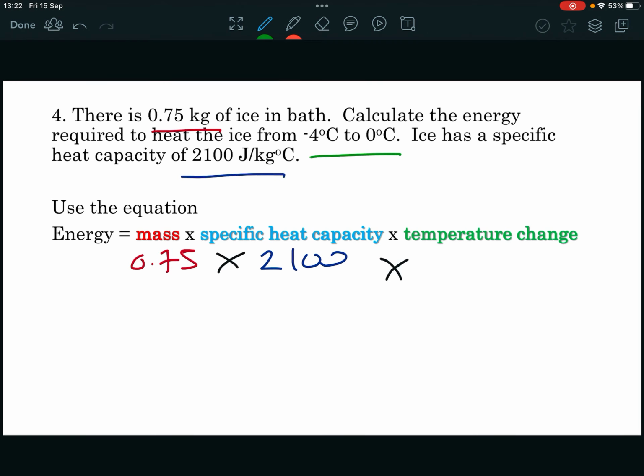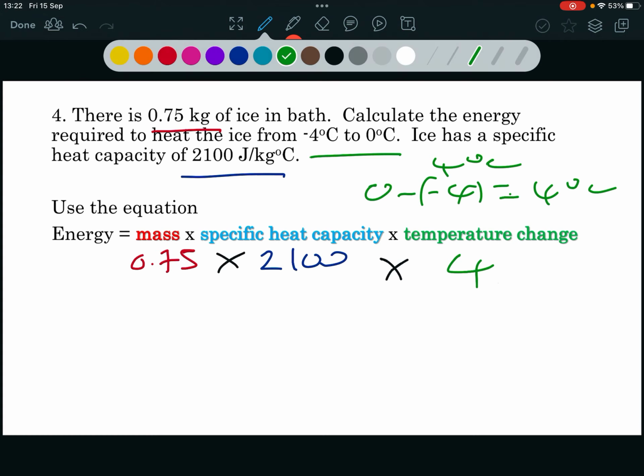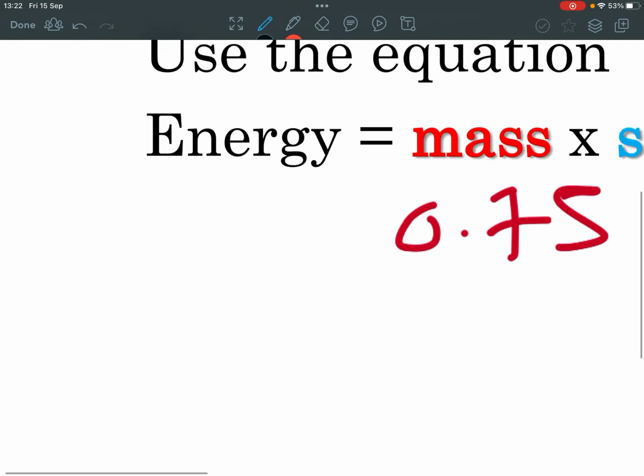Temperature change is going from -4 to 0 degrees C, so that's a change of 4 degrees C. How you have done that, you've done 0 minus -4 if you wanted to know, which gives you a positive 4 degrees C change. Okay, so I've got an answer of 4 going in there for temperature change. That's what my energy is equal to. So I'm going to put that into my calculator.